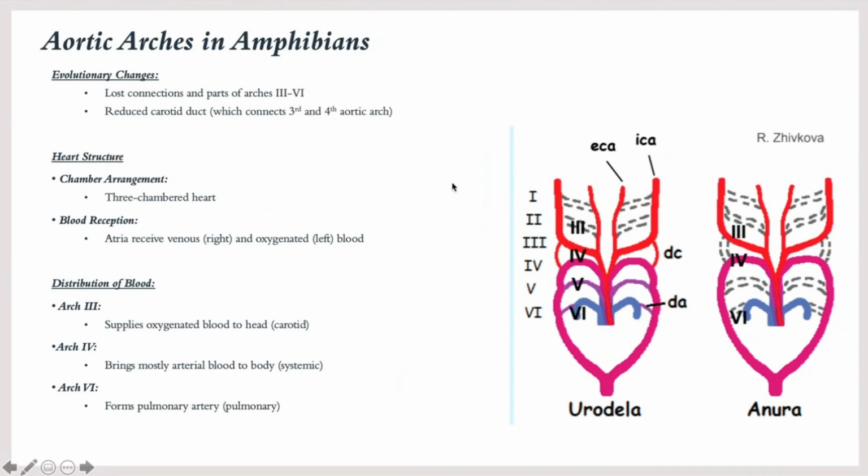Okay, the amphibians were the first to actually develop a 3-chambered heart. Before that, we only had 1 atrium and 1 ventricle. Now, with the amphibians, we have 2 atria and 1 ventricle. The atria would receive the blood, the venous blood, and the left side would basically then receive the oxygenated blood. Now, arch 3 would supply the oxygenated blood to the head through the carotid. Then arch 4 is going to bring mostly arterial blood to the body through the systemic circulation. And then arch 6 is going to form the pulmonary artery and, of course, contribute to the pulmonary circulation.